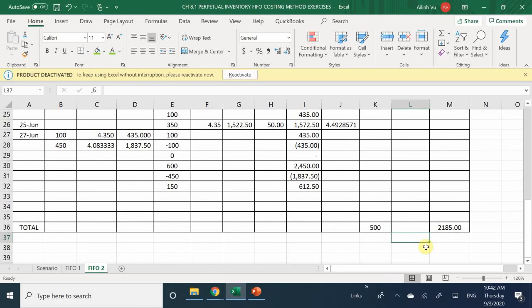Usually at the end of the period, that's what you would do just to confirm, when we're dealing with our general ledger, our inventory worksheet, and our journal, and when we do our financial statements, that your ending inventory should be this quantity right here.